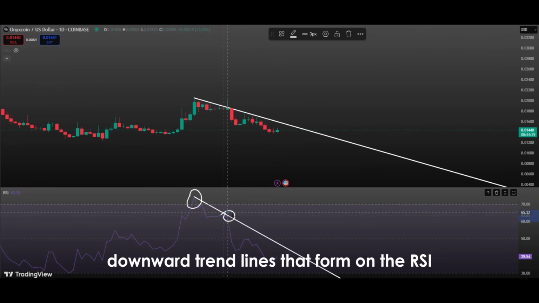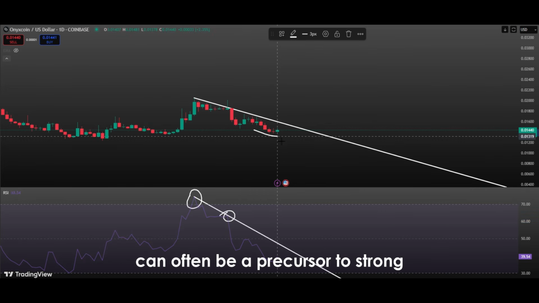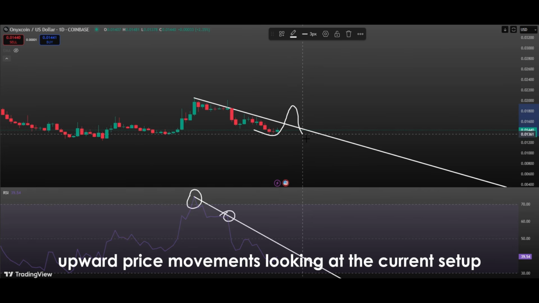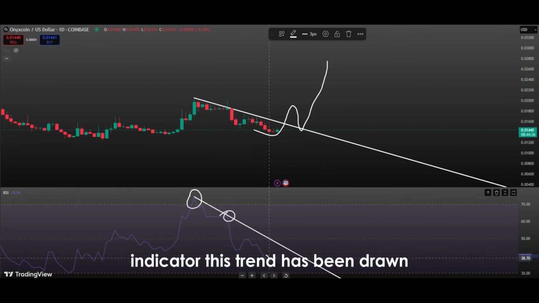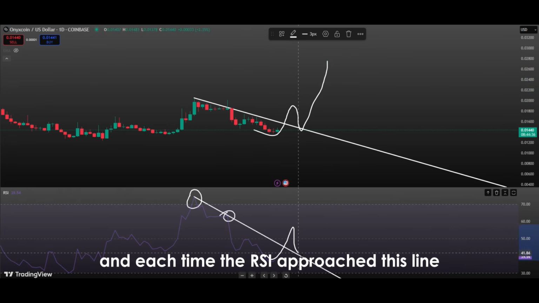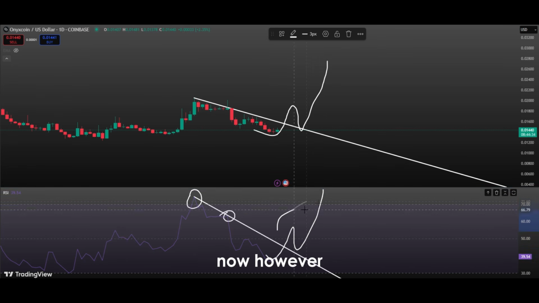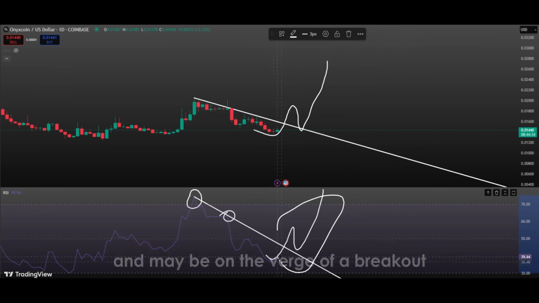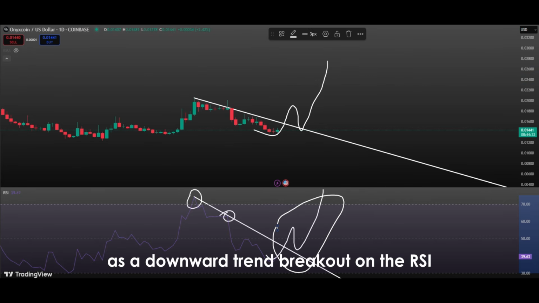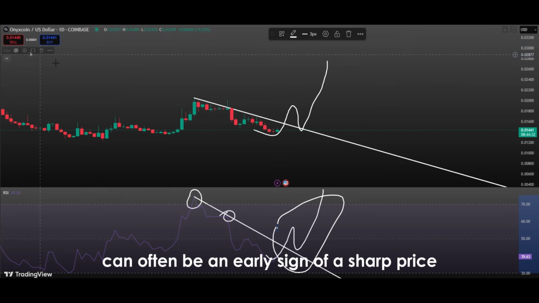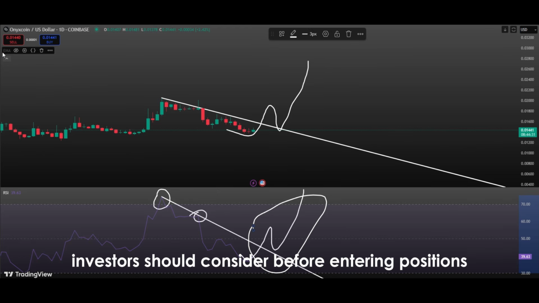Downward trend lines that form on the RSI create certain resistance levels, just like on a price chart, and the break of these resistance levels can often be a precursor to strong upward price movements. Looking at the current setup, there's a clearly observable downward trend on the RSI indicator. This trend has been drawn by connecting the peaks on the RSI, and each time the RSI approached this line, it either consolidated or came under price pressure. Now, however, the RSI is very close to this descending trend line and may be on the verge of a breakout. This setup is a signal that investors should monitor closely, as a downward trend breakout on the RSI can often be an early sign of a sharp price acceleration. This is a highly critical technical detail that investors should consider before entering positions.